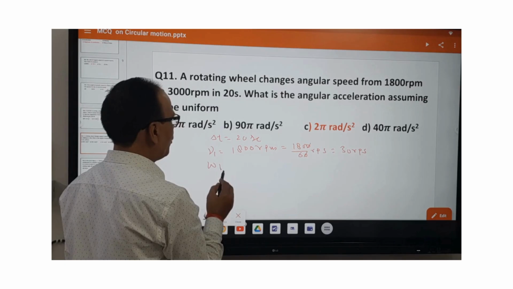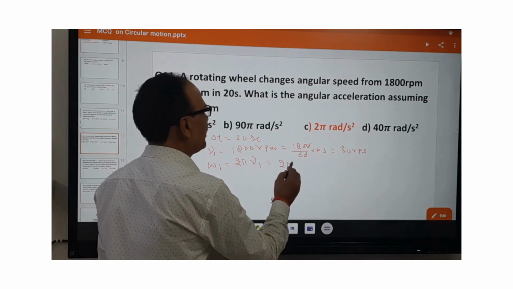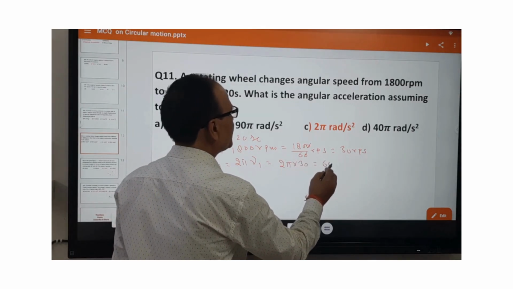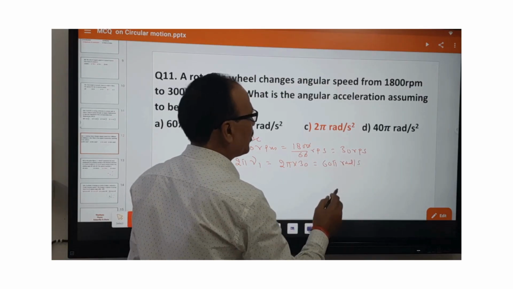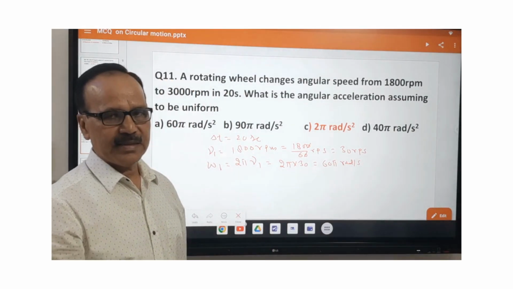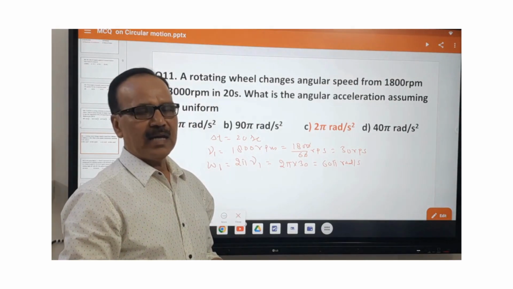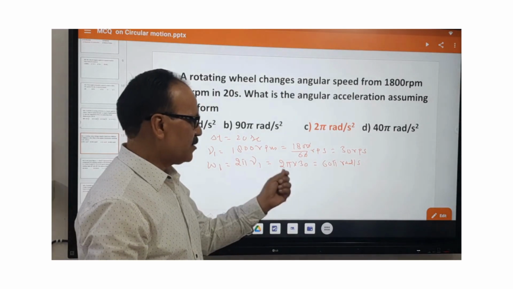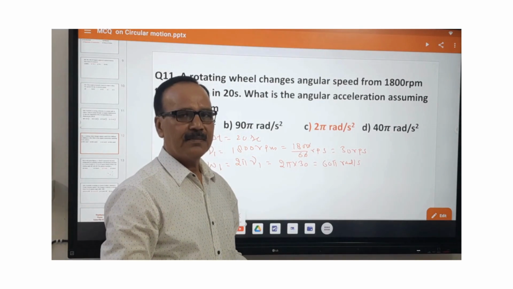angular speed omega is equal to 2 pi nu 1 is equal to 2 pi into 30 is equal to 60 pi radian per second. From the unit you can easily recognize whether it is angular speed or angular frequency.